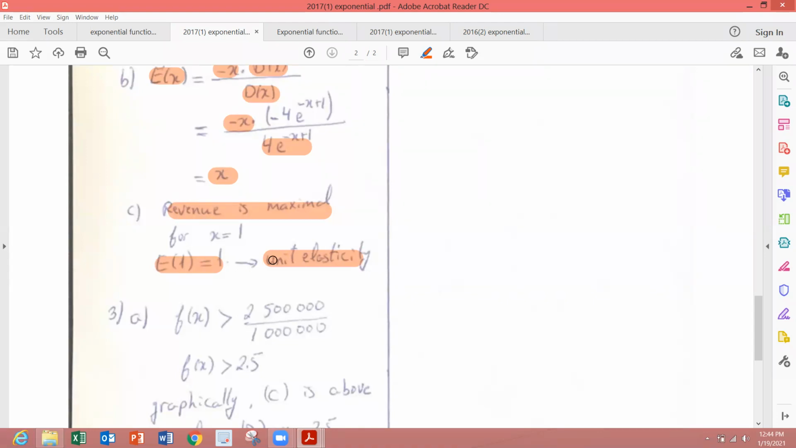We define elasticity: if Ex is greater than 1, we have an elastic case. If Ex is less than 1, we call it inelastic. If Ex equals 1, we call it unit elasticity. If the price increases by 1%, the demand will decrease by 1%.